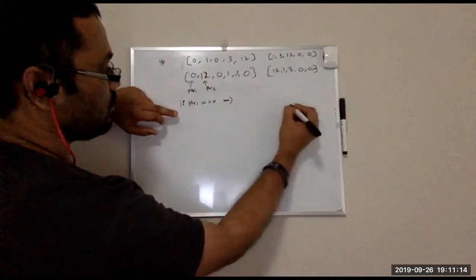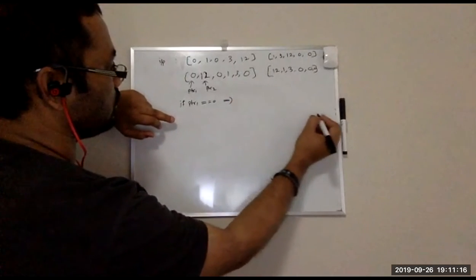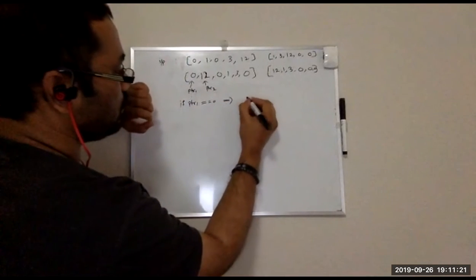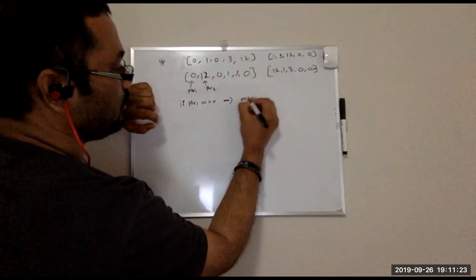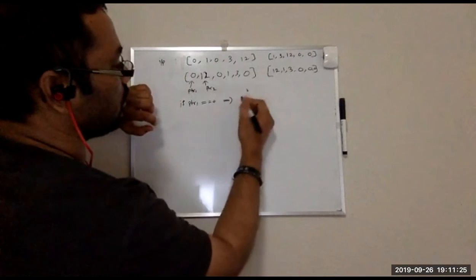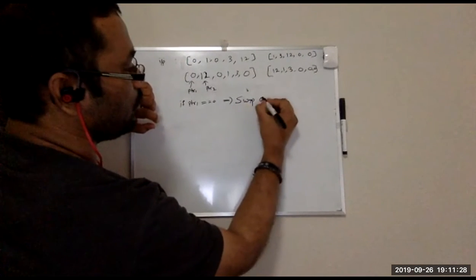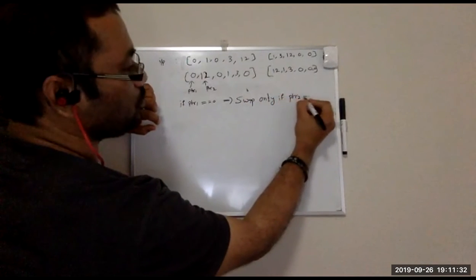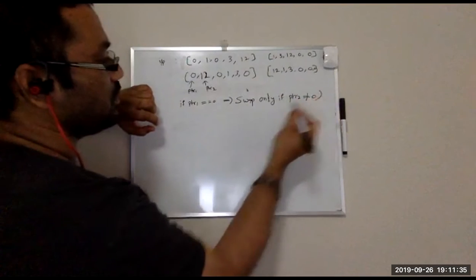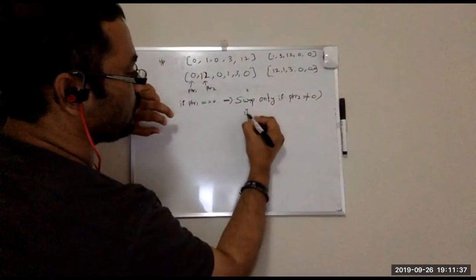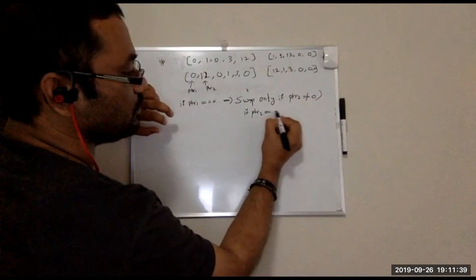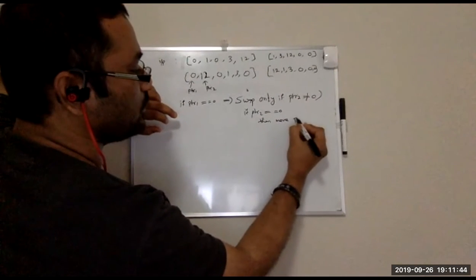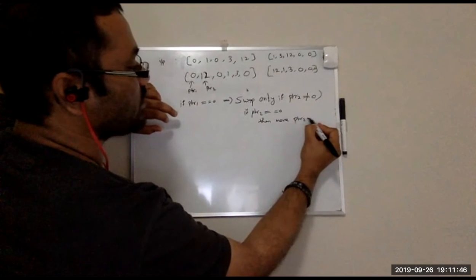We will have a swap function which will swap both pointer 1 and pointer 2 elements only if pointer 2 is not equal to 0. If pointer 2 is equal to 0, then move pointer 2 to the next element.